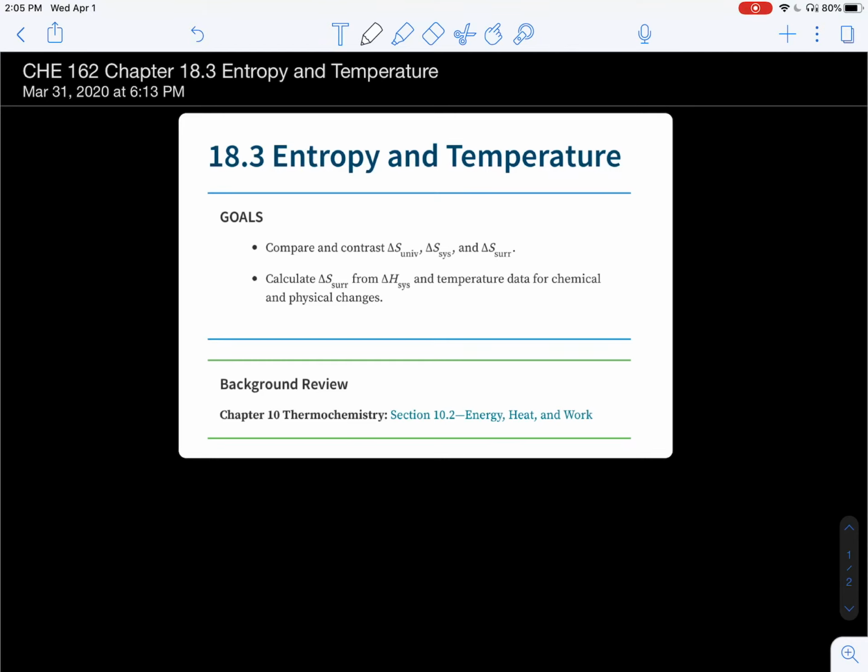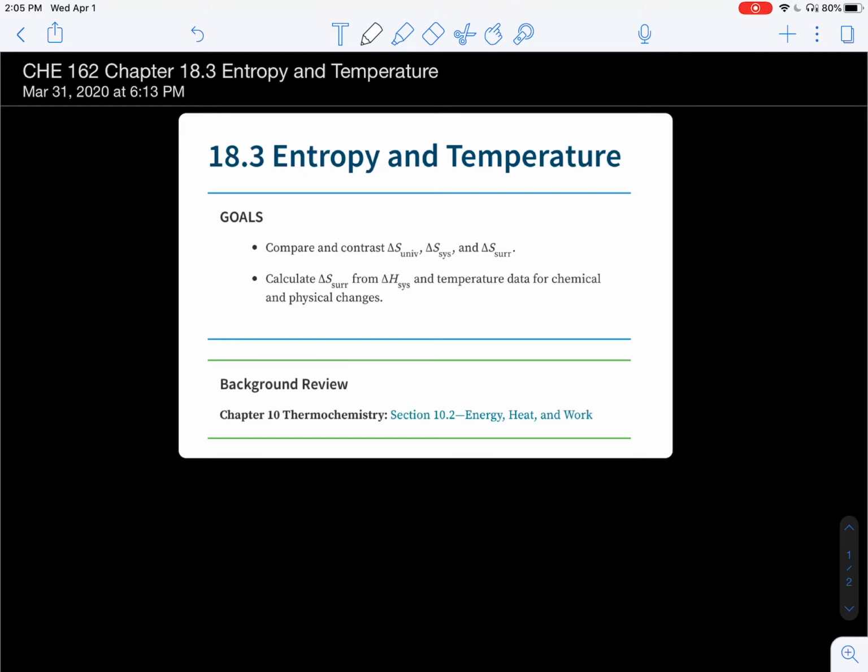Welcome back to section 18.3 in General Chemistry 2. And we are talking about entropy and temperature today. And we're really going to start to get into how do we actually start predicting if something is actually spontaneous? Because we need to know the entropy of the universe, the system, and the surroundings. So system and surroundings will equal the universe.